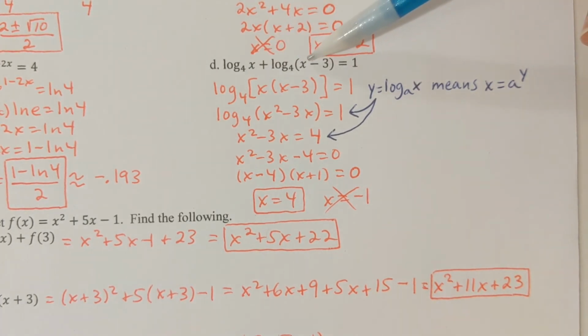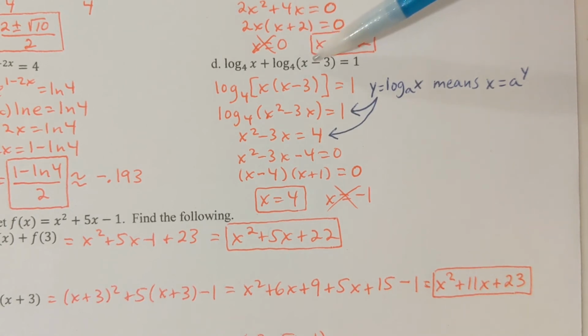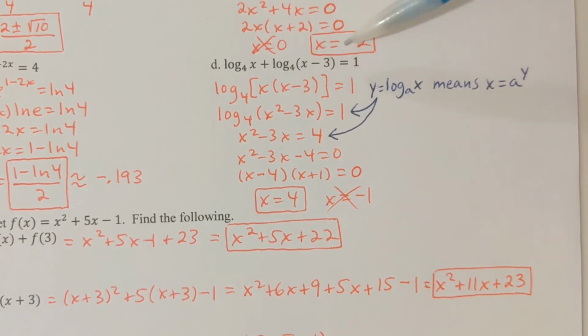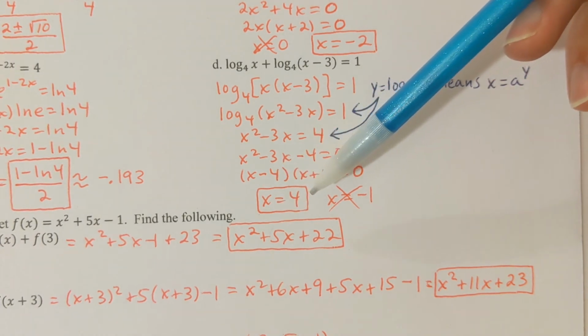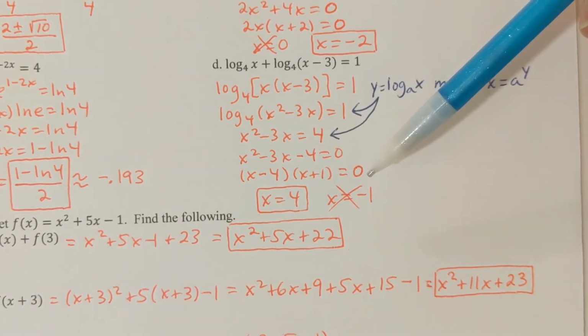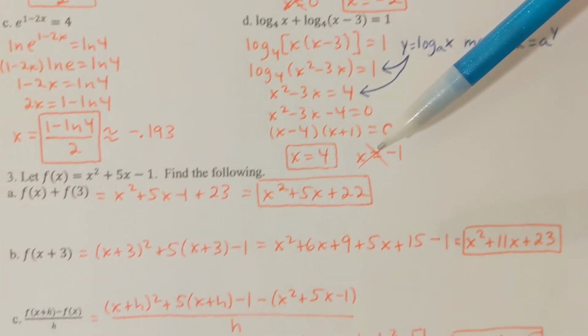Okay. Over here, 4 minus 3 is 1. Log base 4 of 1 is 0. Log base anything of 1 is always 0. So I'm looking at 1 plus 0 is 1. That's a true statement, which means that x equal 4 would be kept. x equal negative 1 would be extraneous.